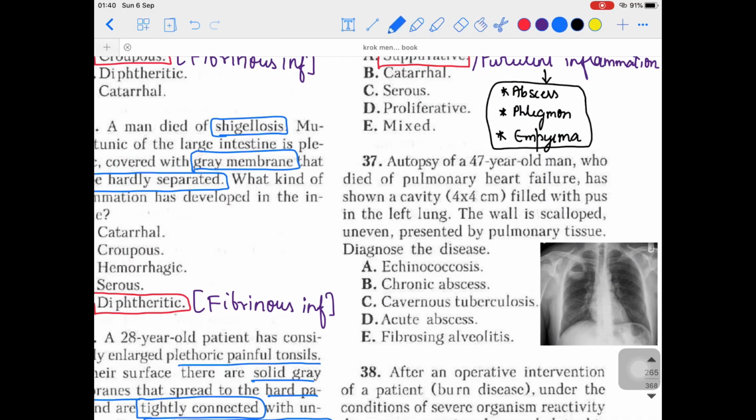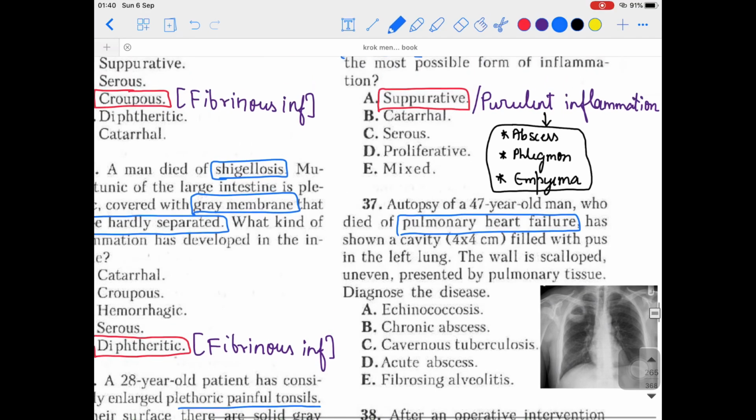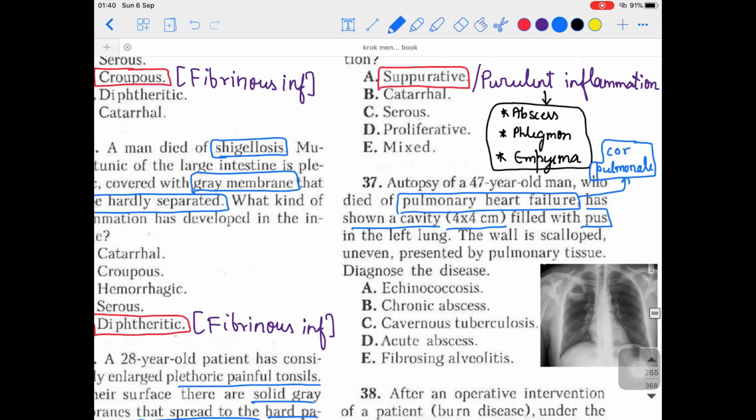Autopsy of a 47-year-old man who died of pulmonary heart failure. Pulmonary heart failure has another name. In the standard textbook you will be studying this topic as cor pulmonale. Okay, cor pulmonale. Okay, problem of the right heart, cor pulmonale. Fine. Now it has shown a cavity of 4 into 4 centimeter. Now that's huge, filled with pus. Again, pus means which kind of inflammation, guys? That can be suppurative or purulent inflammation. In the left lung, the wall is scalloped, uneven, presented by pulmonary tissue. So diagnose the disease. Okay, very simple for you.